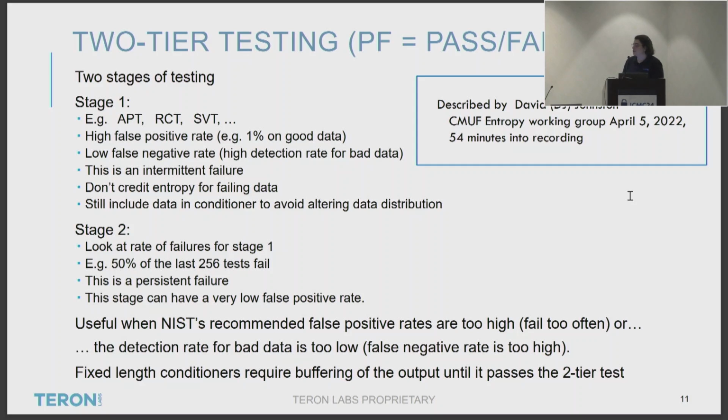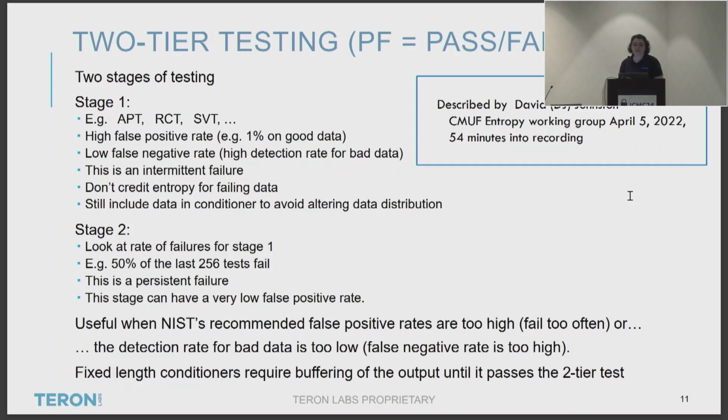Then stage 2 looks at the rate of failures from stage 1. So for example, if 50% of the last 256 tests fail, you might declare that as a persistent failure, and you can have a very low false positive rate in this second stage.